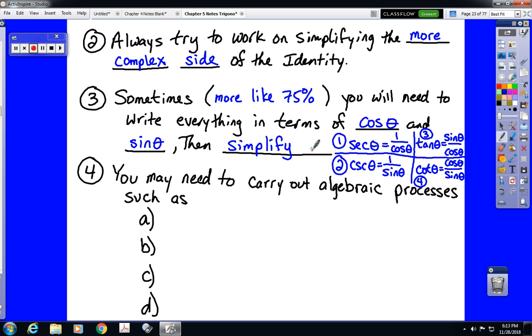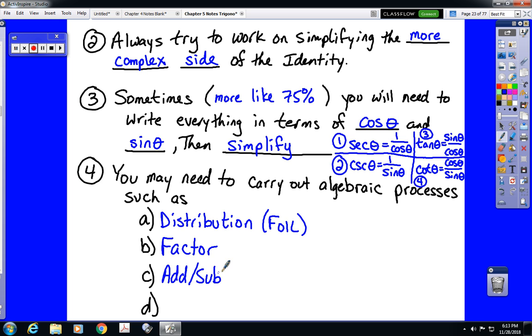Now, the fourth thing you're going to need to know is that you're going to have to carry out several algebraic approaches on these trig expressions. The first thing you'll have to do is distribute. That does include FOILing, multiplying out polynomials. You might need to factor. That includes all types of factoring: difference of two squares, greatest common factor, trinomial. You might need to add or subtract rational expressions. Those are fractions. Remember that the big deal there is that you have to have a common denominator to do that.